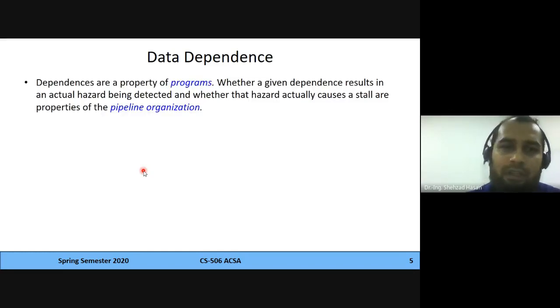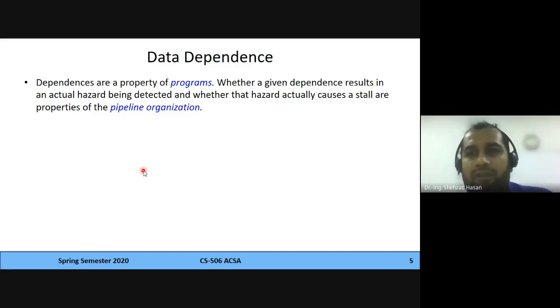It is important to understand that dependencies are a property of the program. You are always going to have dependencies in your program. Whether or not that dependence results in a hazard is a different thing, and whether or not that hazard introduces a delay or affects the CPI is also a different thing. You can have dependencies in your program, that's always going to be there, but due to different pipeline organizations you can avoid data hazards. Forwarding, for example, is one such technique.